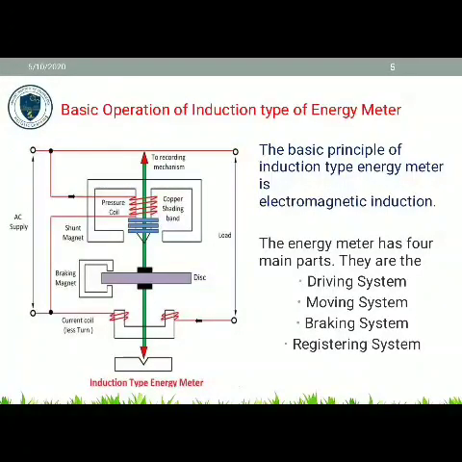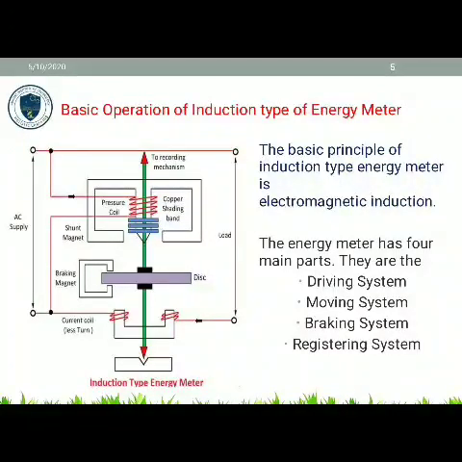Number one is the driving system. In the driving system, the electromagnet is the main component. It is a temporary magnet which is excited by the current flowing through its coil. The core of the electromagnet is made up of silicon steel lamination. The driving system has two electromagnets. See in the figure: the upper one is called the shunt electromagnet and the lower one is called the series electromagnet.